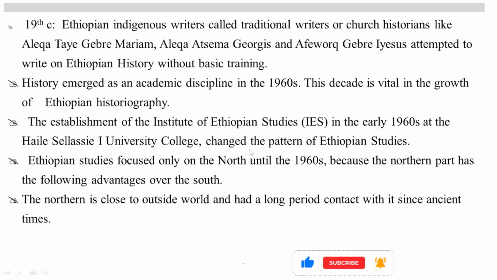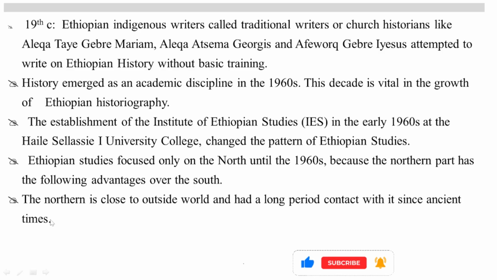First, the north is close to the outside world, especially Yemen, Greece, Europe, Arabia, as well as the Romans. It had a long period of contact with Italy since ancient times, and contact with Egypt as well. That was the first advantage of the North.